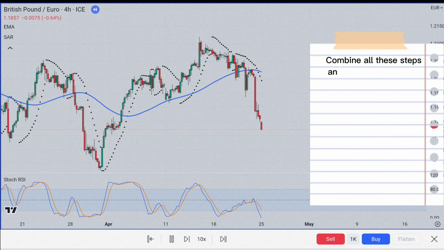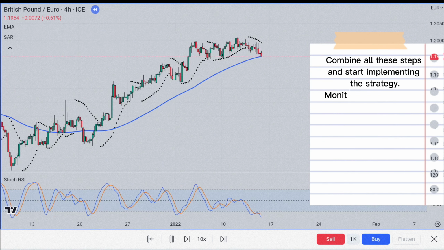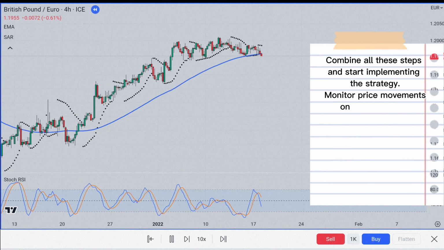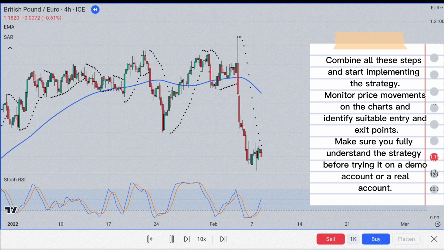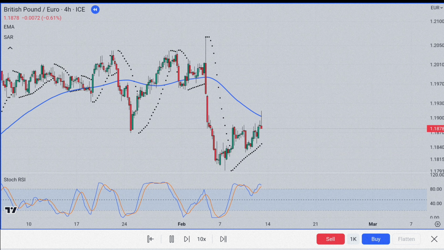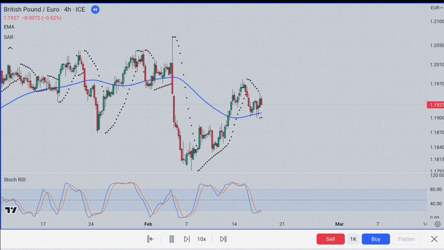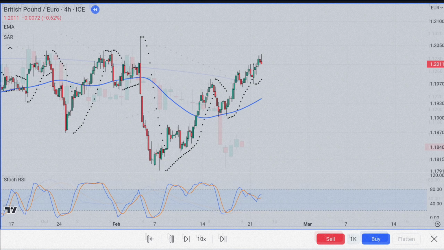Combine all these steps and start implementing the strategy. Monitor price movements on the charts and identify suitable entry and exit points. Make sure you fully understand the strategy before trying it on a demo account or a real account. Now that we have gained a general understanding of the strategy, let's look at a few examples.